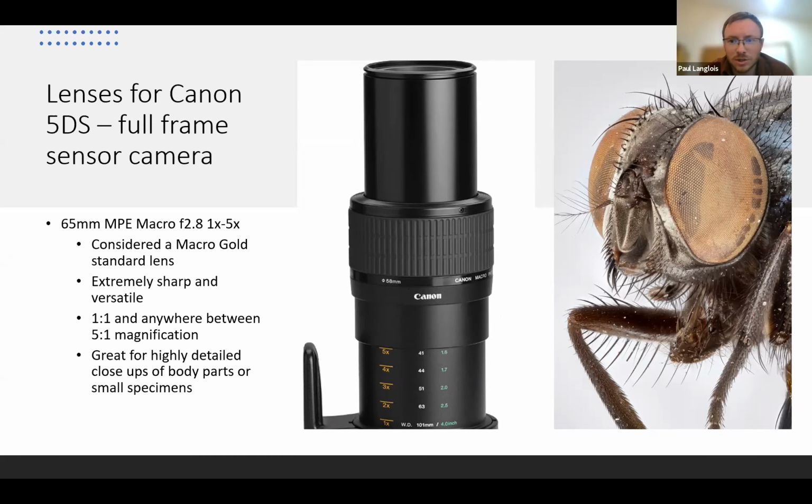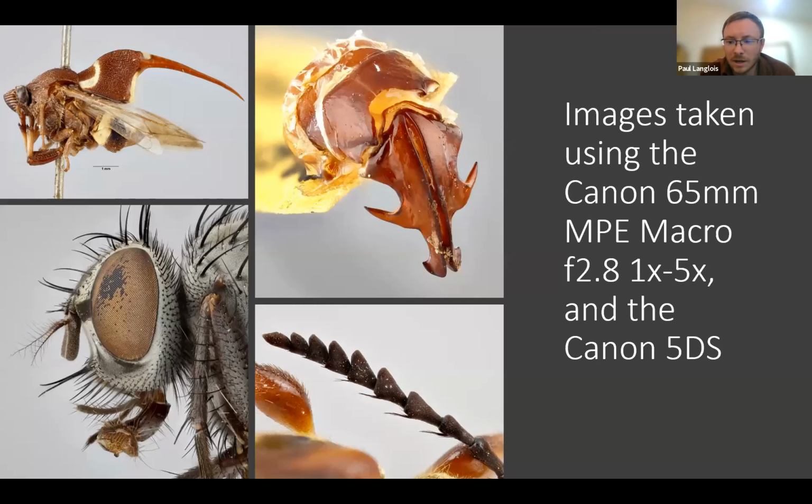Here's an example just showing the diversity that we can capture using this lens. Here you can fit the whole body specimen right at the top left here, as well as more close-up images for the head of this fly. You can see all of the detail and get really good close-ups. If you need more magnification, you can bump it up to that 5x to get dissected genitalia images or body part images such as this antennae here.